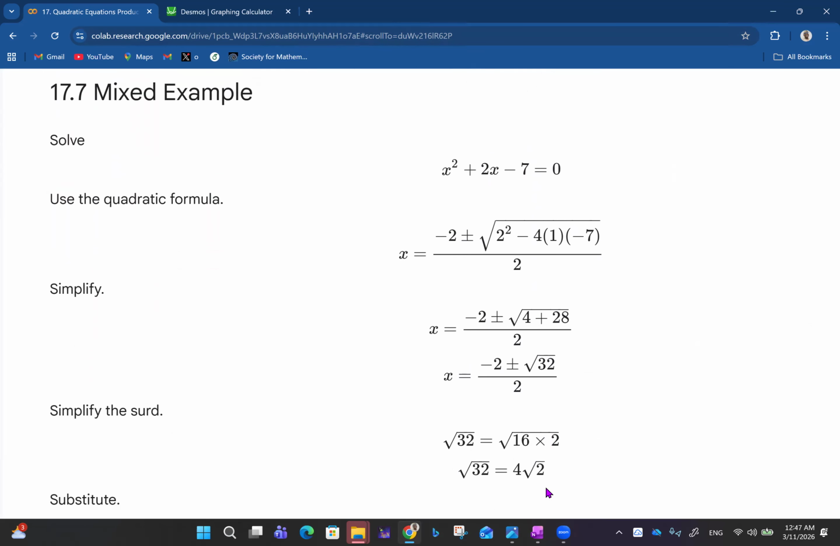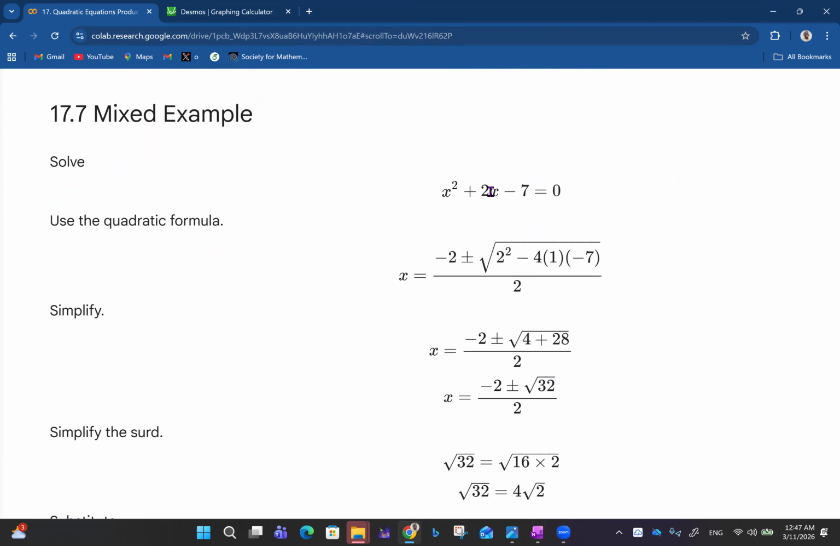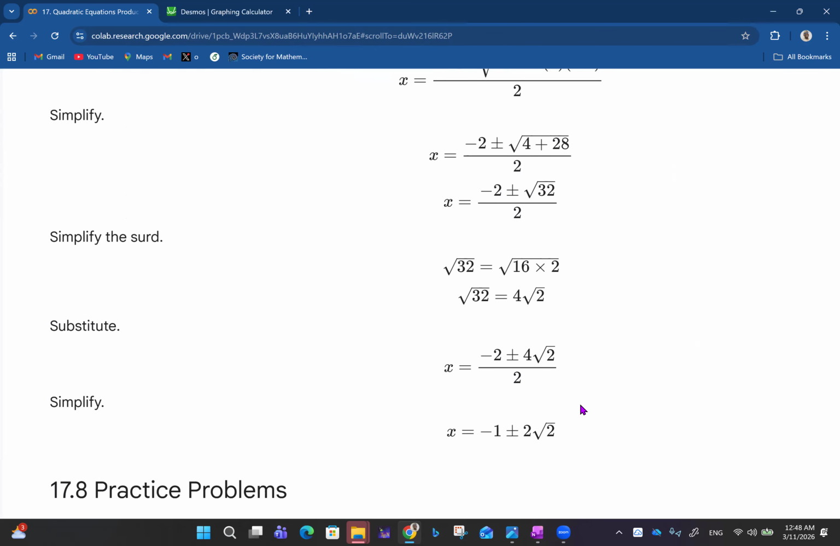So we have a mixed example altogether. To solve x squared plus 2x minus 7 equals 0, for instance, if you use the quadratic formula, a is 1, b is 2, c is minus 7. So we have minus b, so that's minus 2 plus or minus square root of b squared, that's 2 squared, minus 4, a is 1, c is minus 7, all over 2 times 1. So we have minus 2 plus or minus square root, 2 squared is 4, plus, minus and minus is plus, 4 times 7 is 28, all over 2. And then you have minus 2 plus or minus square root of 32, all over 2, like that.